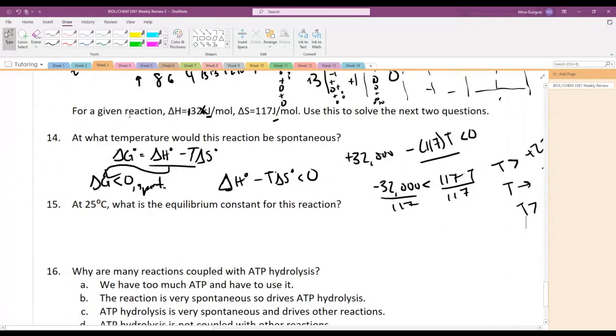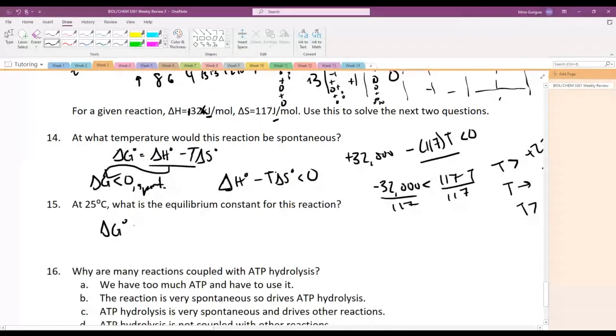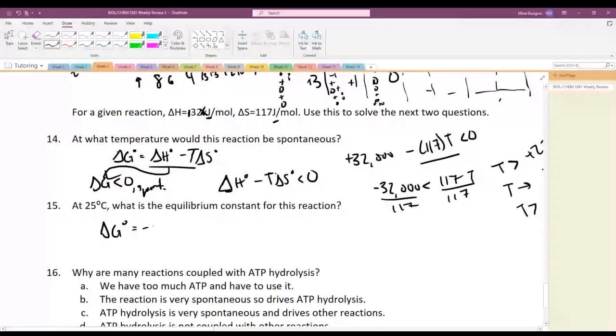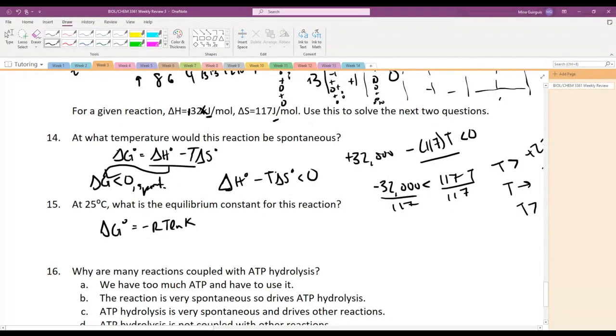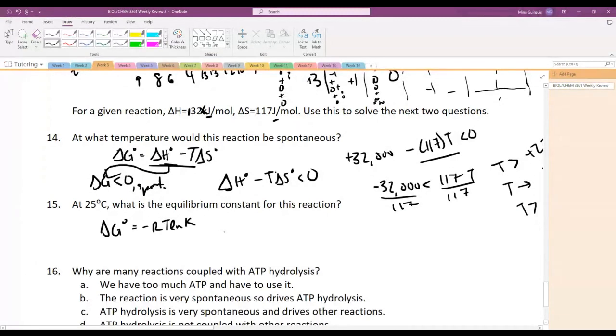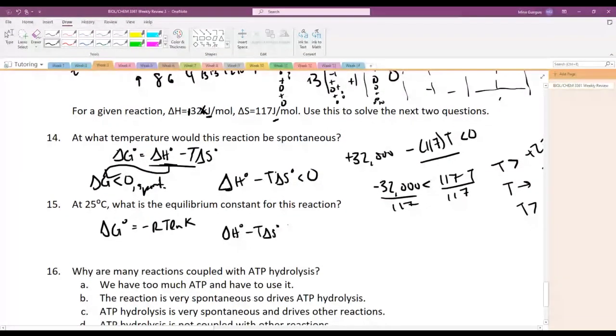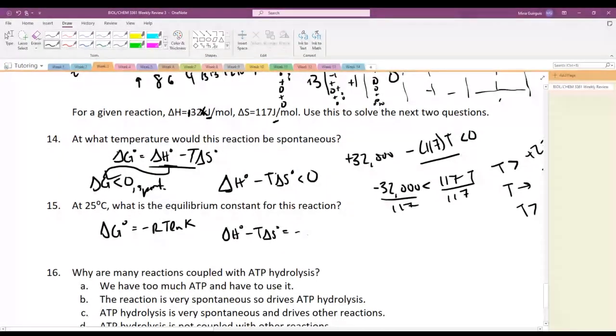All right. So this is for the above reaction still. At 25 degrees Celsius, what is the equilibrium constant? So what I'm going to do is I'm going to say delta G. The thing that relates delta G in equilibrium is ln K. I'm going to set that equal to this again, and I'm going to say delta H minus T delta S is equal to negative RT times the natural log of K.